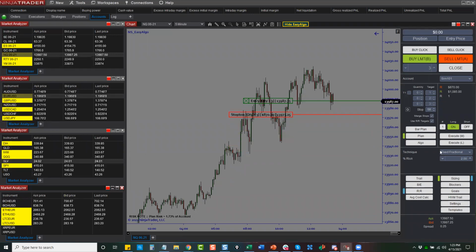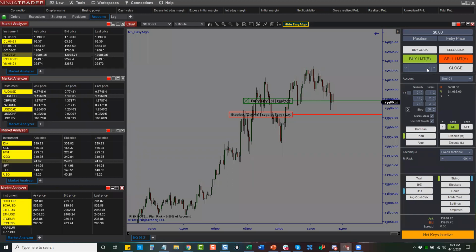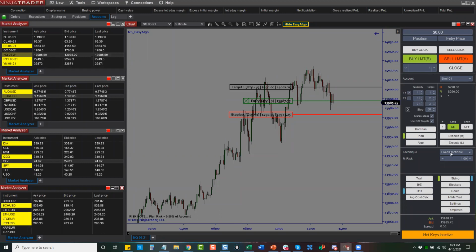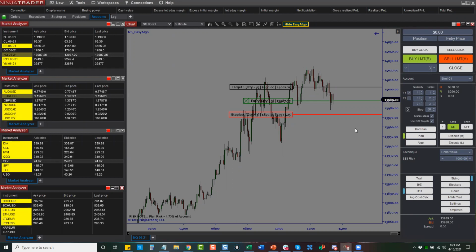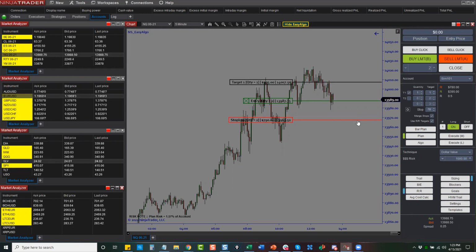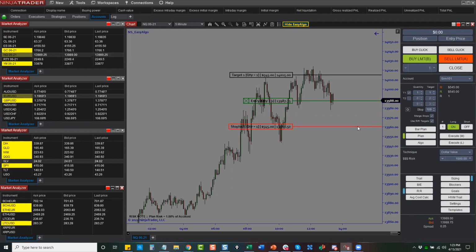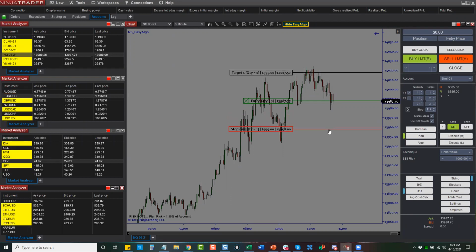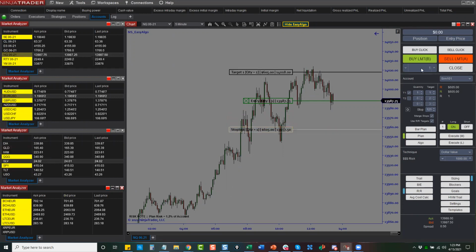So the key here is knowing that I can adjust my risk. If I want to adjust it down to say 1.5%, I can do that, and it's going to adjust my contract size as well. Now, that's fixed fractional. Let's say I want to risk dollar value. I want to risk $1,000 per trade. Well, if I move my stop, it's going to drop my position size because I'm only allowed to risk $1,000 per trade. And if I can't, then there you go. It'll only go down to one contract.